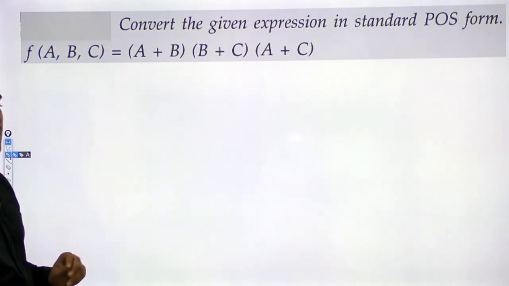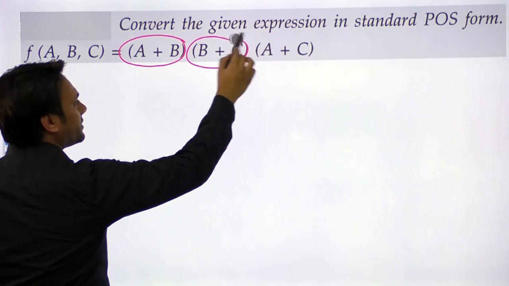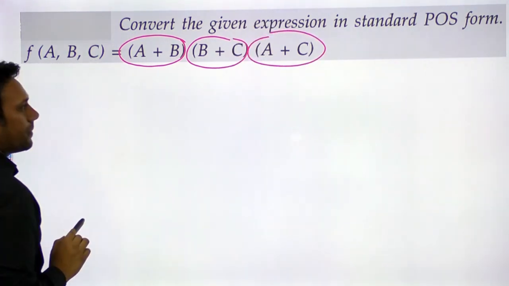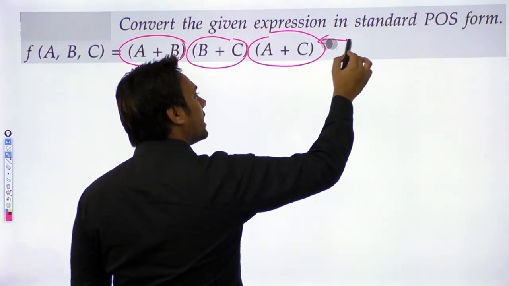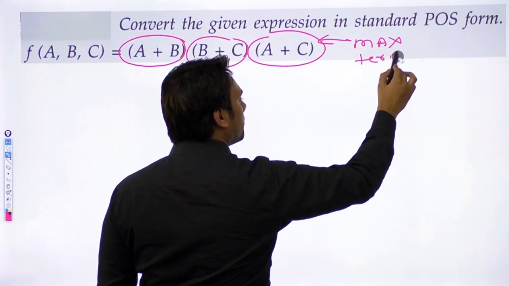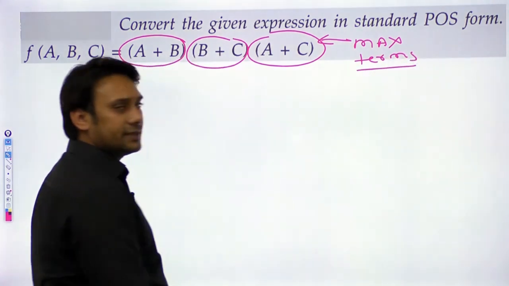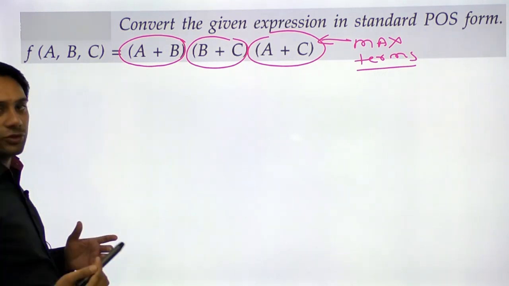Now this is representing a product of sum. So you can clearly see this is a product of sum expression, this is a product of sum expression, and this is a product of sum expression. And these product of sum expressions are called your max terms. Hum inko kya bolte hain? Hum bolte hain inko max terms. Theek hai?